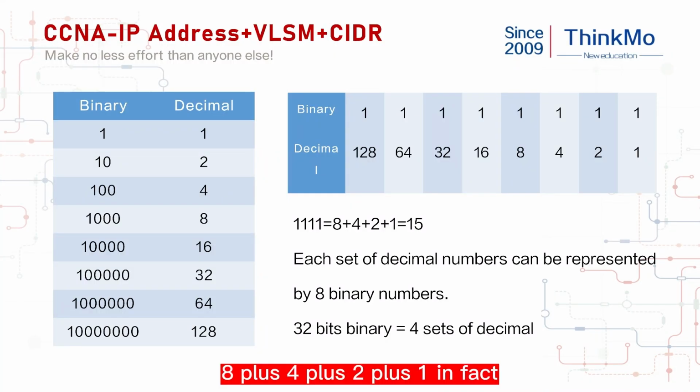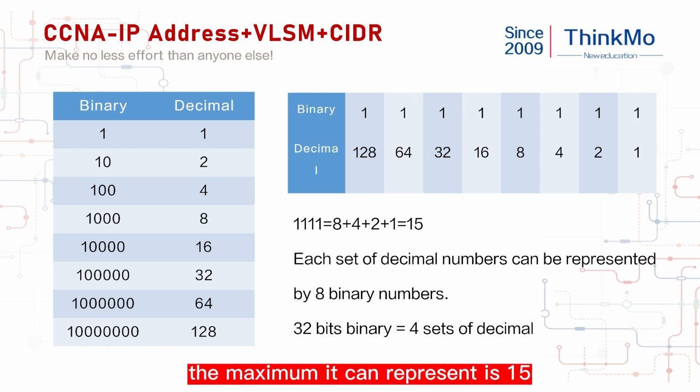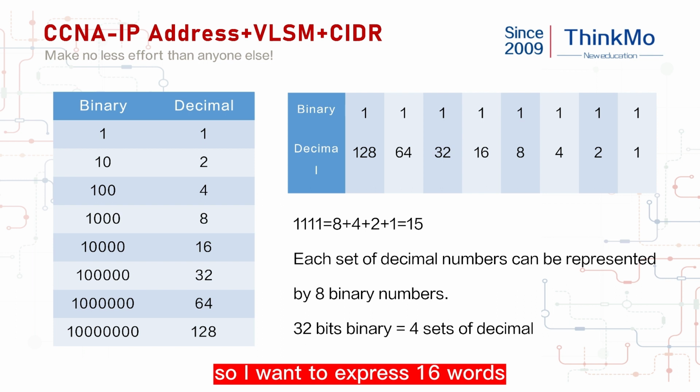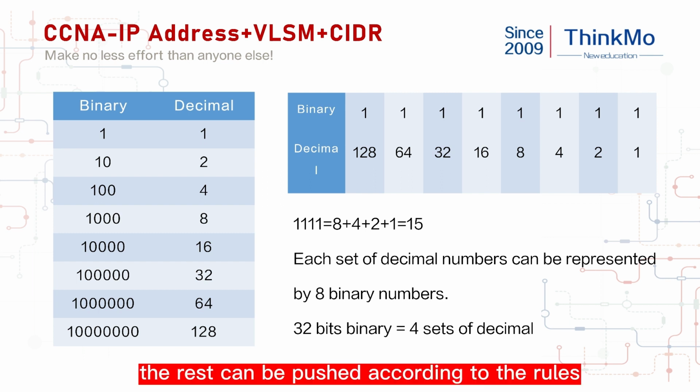8 plus 4 plus 2 plus 1. In fact, the maximum it can represent is 15. So if I want to express 16, it must be the fifth bit, which stands for 16. The rest can be deduced according to the rules.